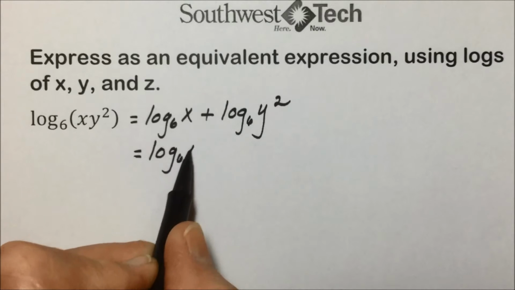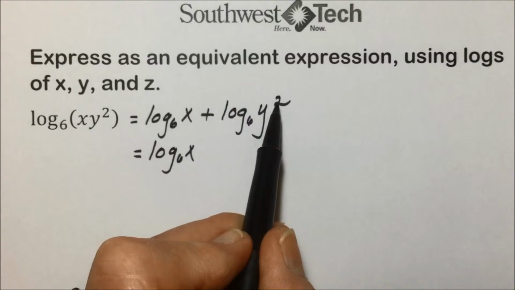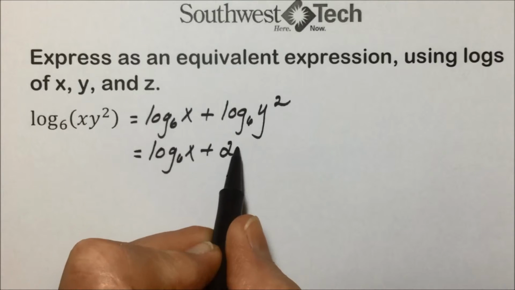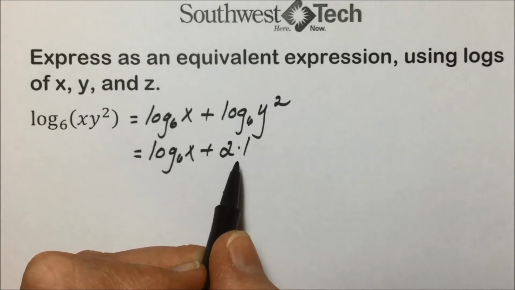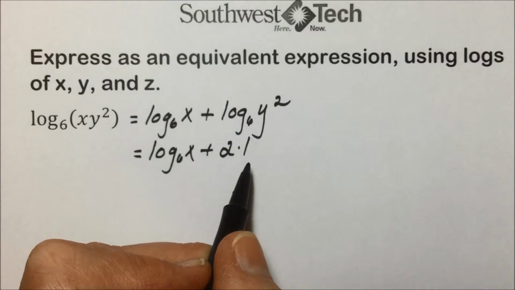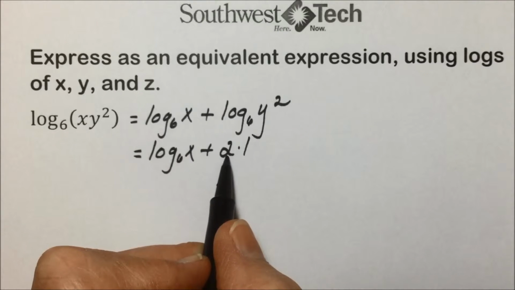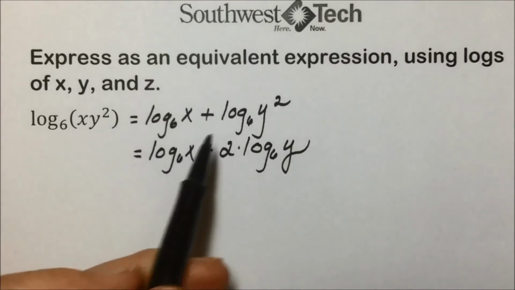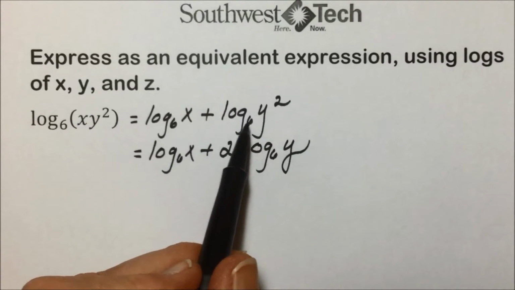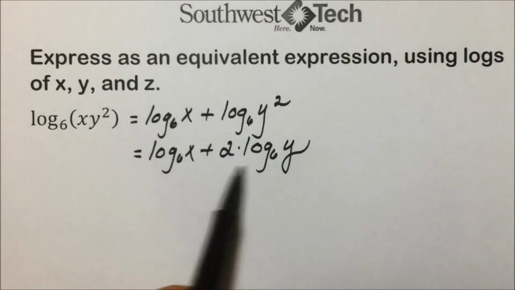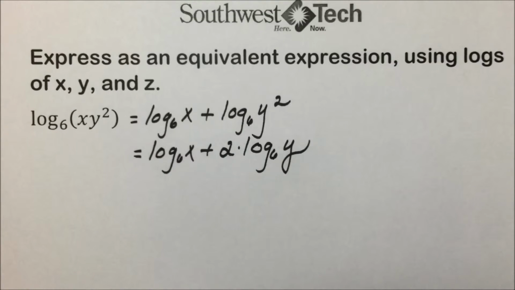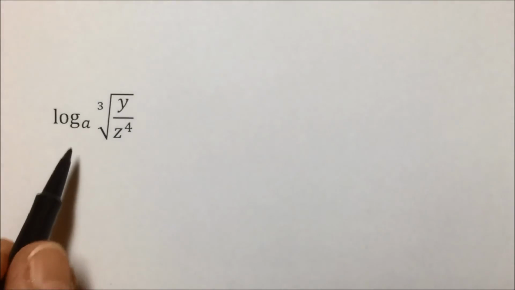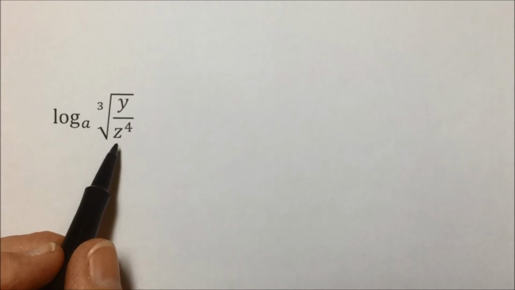But the second quantity, because we have y to the second power, the 2 on the exponent can come out as a coefficient when we use our power rule of logarithms and say it's equivalent to 2 times the log base 6 of y. And once you get comfortable with these properties, you may have jumped right to this second simplified version. In the next one, we have log base a of the cube root of this quotient.